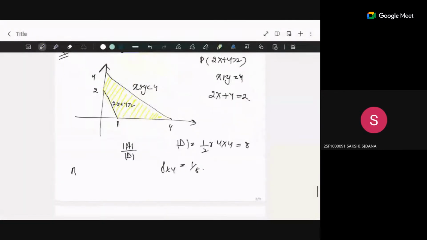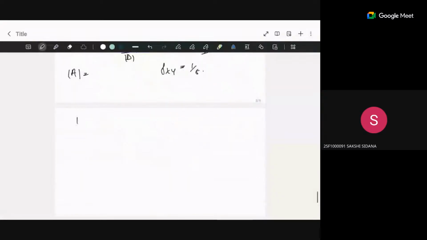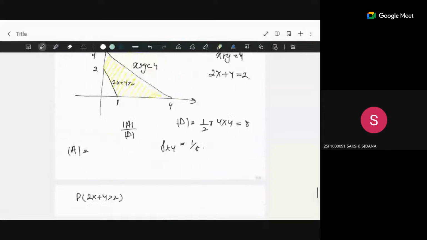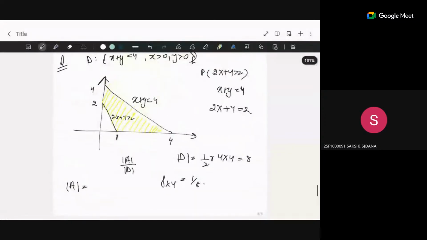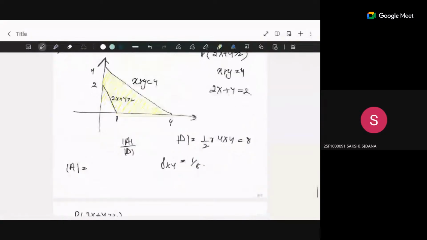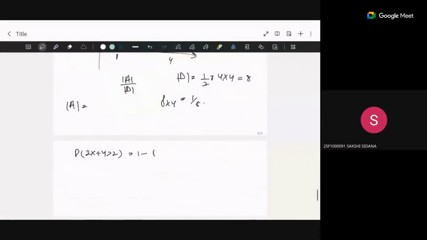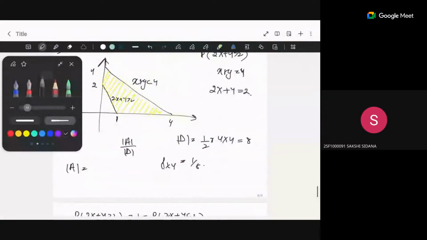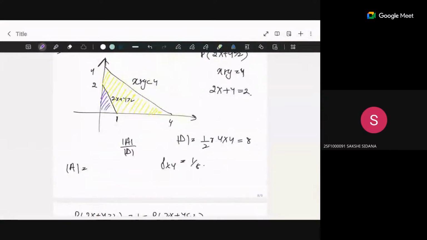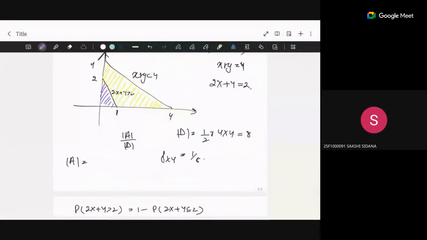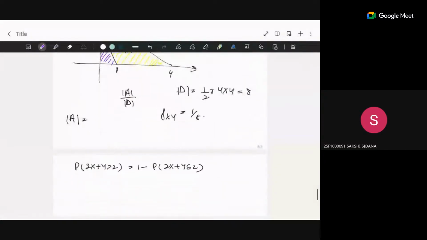Now, what is my A here? Let's suppose I need to find the probability of 2x plus y greater than 2, correct? That means I need to find this. I cannot find the area of the shaded region directly, because how will you find it? The main thing is I can find it by 1 minus the probability of 2x plus y less than or equal to 2. That means if I find the area of this region and subtract it from 1, I will get the yellow part.